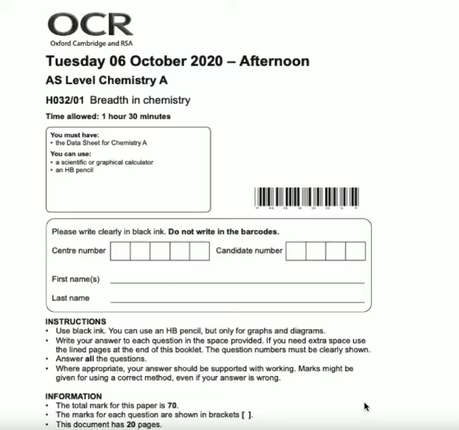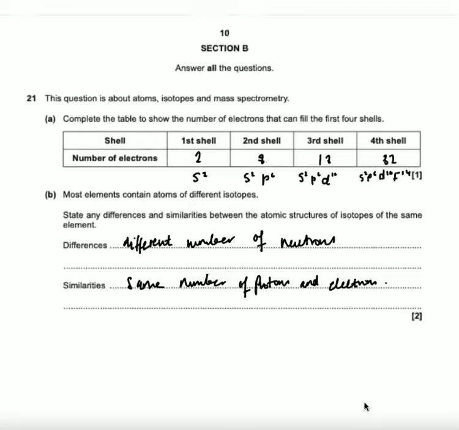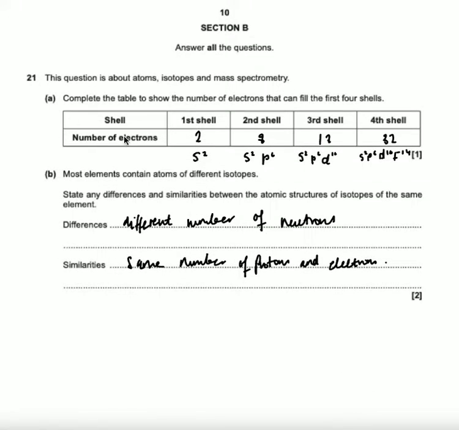OCR Chemistry AS paper 2020. We're doing breadth in chemistry and we are doing section B. Okay, so this question is about atoms, isotopes and mass spectrometry. Complete the table to show the number of electrons that can fill the first 4 shells.